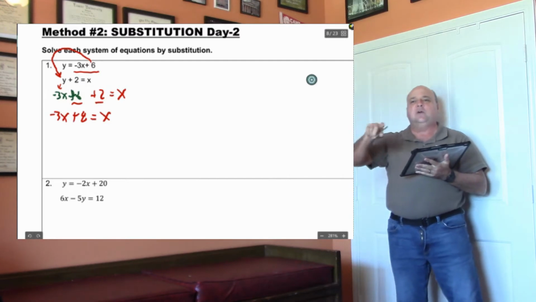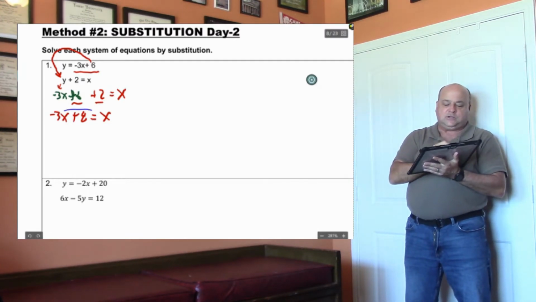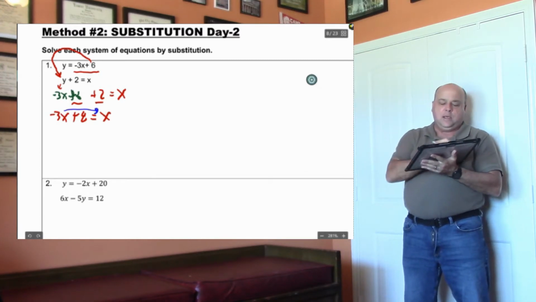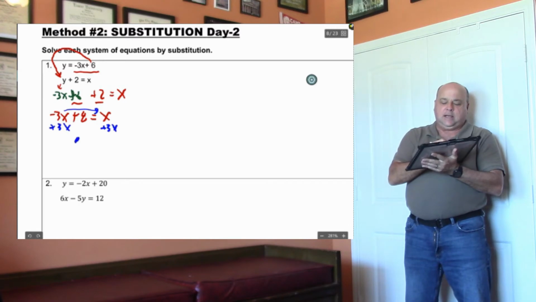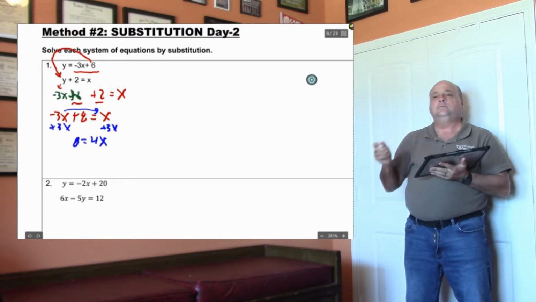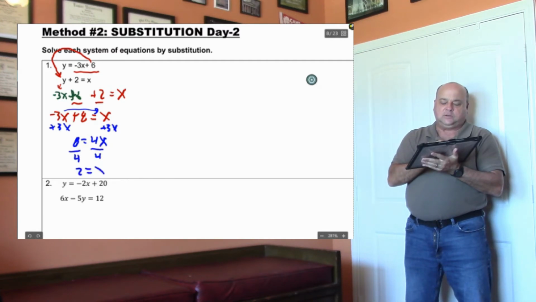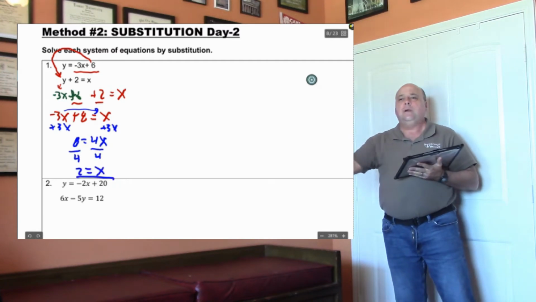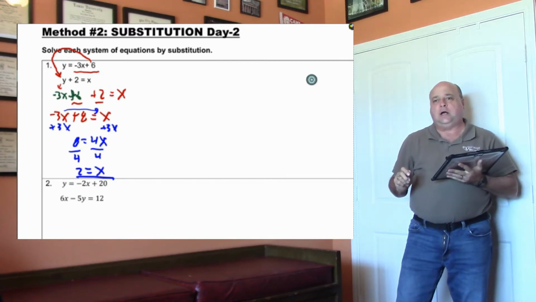Now then the 8 is on the left, so I need to move my x's to the right. So I'm going to take this 3x and move it to the right. So I'm going to add 3x to both sides. And then I'm going to get 8 equals 4x, aren't I? Then I'm going to divide by 4. And I'll have 2 equals x, and I'm going to underline this. Remember, the answer we're going to get is the ordered pair where the two lines cross.